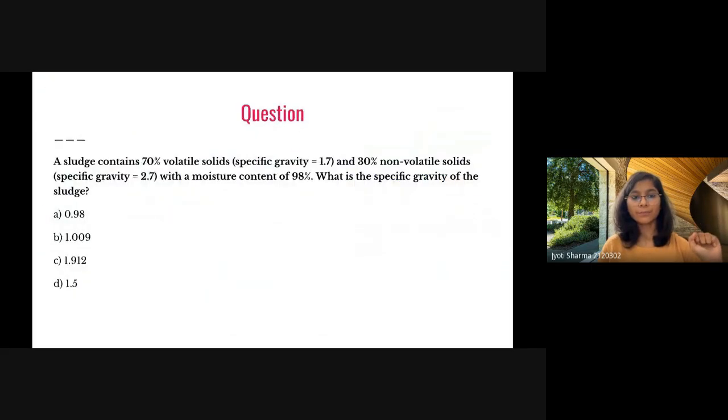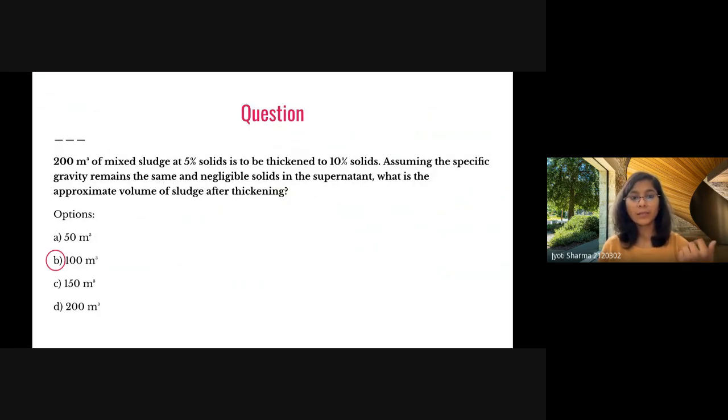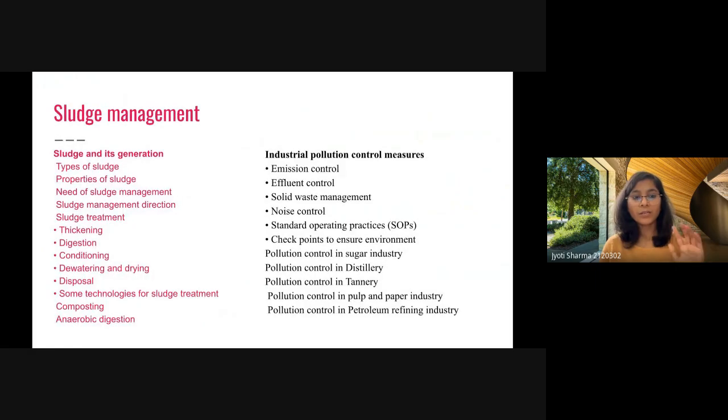And then these are some, like I had two numerical questions based on specific gravity that you have already learned. So this formula you have already learned, and based on that formula you can solve the numerical. Then another question was on thickening. You can read about this as well. And this is how we have finished up to anaerobic digestion.